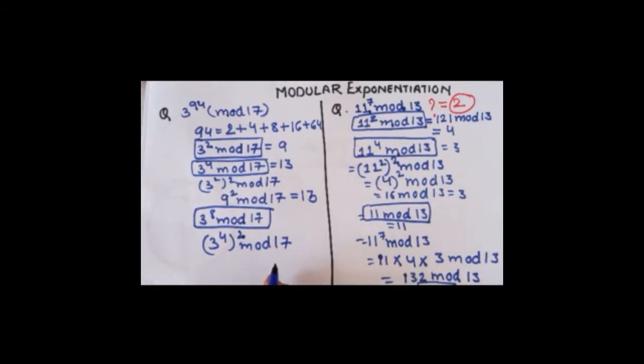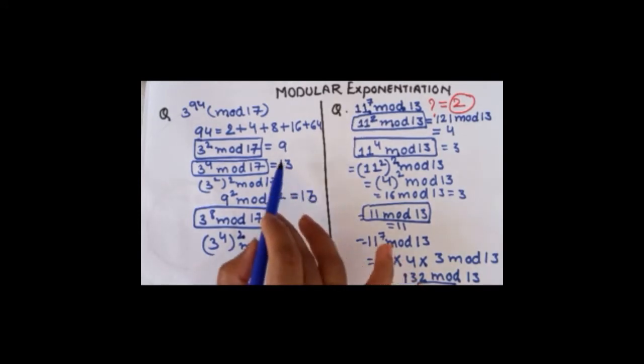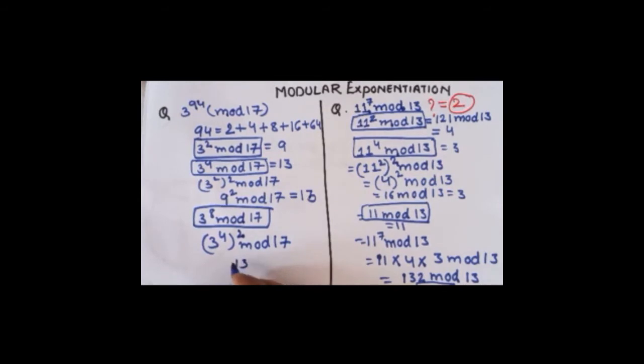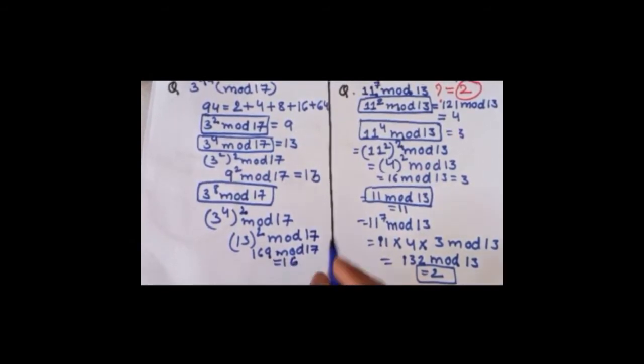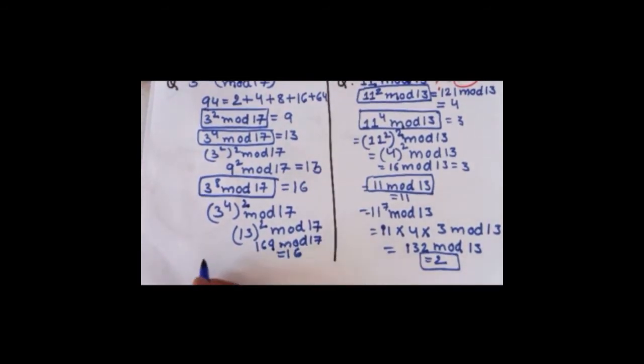Now 3 to the power 4 mod 17, you know the answer, which is 13. So we know the answer, and 13 to the power 2 mod 17 has to be found out. So 13 to the power 2 is 169. 169 mod 17 is going to give me the answer as 16. So the answer to this is 16.